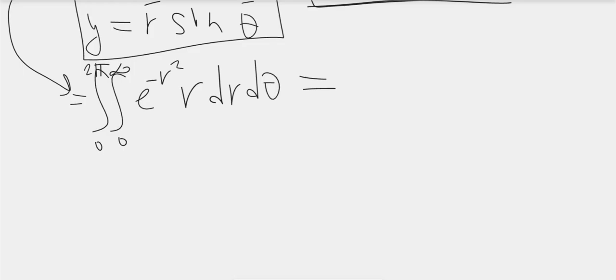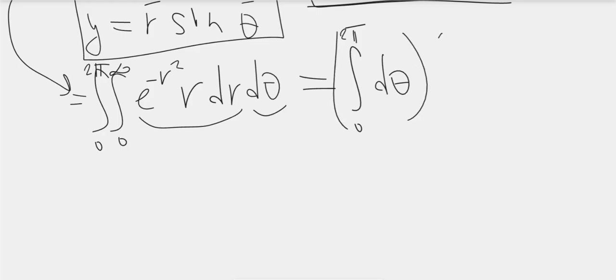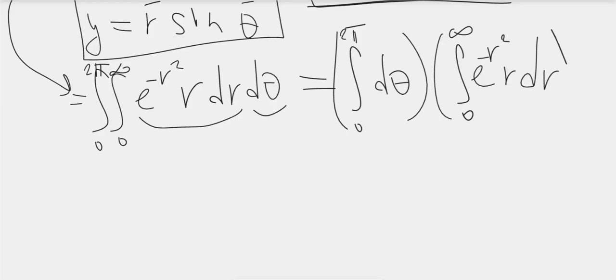So now we notice that this part doesn't depend on theta, so we can split the double integral again into two one-dimensional integrals. So it would be the integral from 0 to 2 pi of d theta multiplied by the integral from 0 to infinity of e to the power minus r squared r dr.